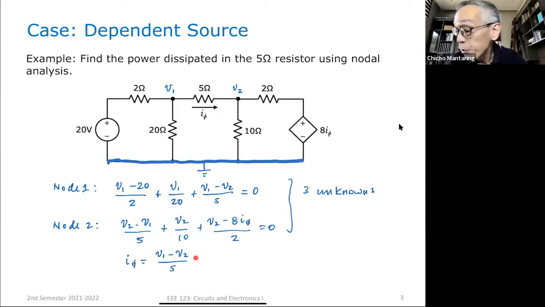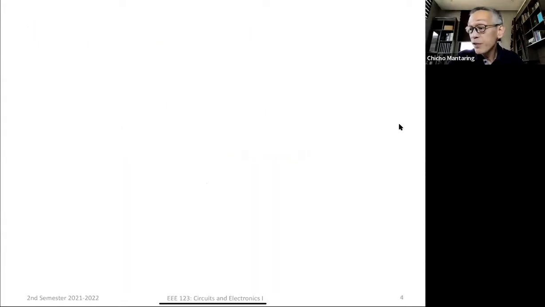Typically, if you do this manually, you substitute this expression for I sub v into the equation, so you replace it there. Now, if I solve simultaneously, and I guess you will probably ask your calculator to do that for you, you're going to get V1 equal to 10 volts, and V2 also equal to 10 volts.